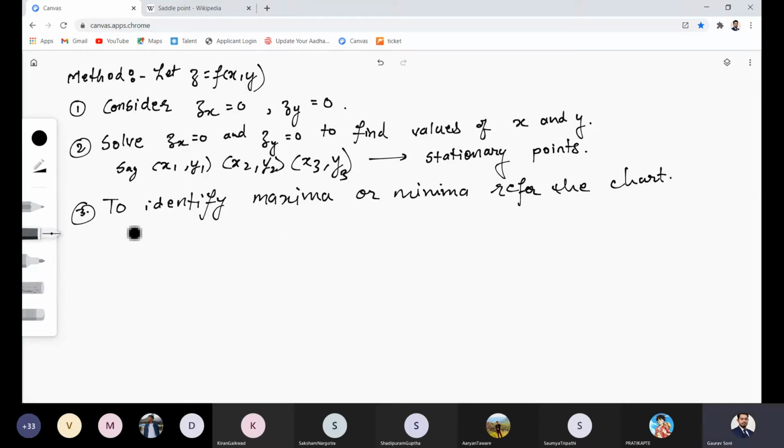Before I start with the chart, let r is equal to del squared z by del x squared, s is equal to del squared f by del x del y, t is equal to del squared f by del y squared.